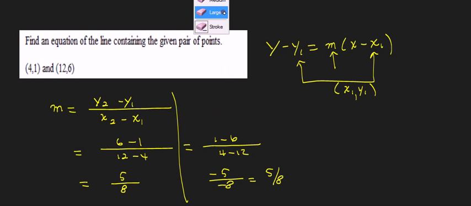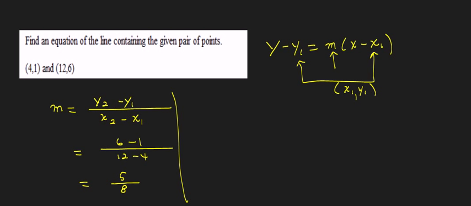Alright, so we know what the slope is, and now we want to use y minus y1 equals m times x minus x1, but in order to use that we need to know a point on the line. We have 2 points, and we can use either one and we'll get the same answer. So let's just use the one with the smaller numbers. So y minus y1 is y minus 1 is equal to m, which is 5/8, times x minus x1, and x1 is 4.